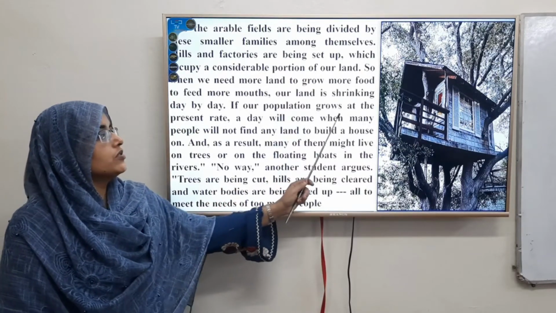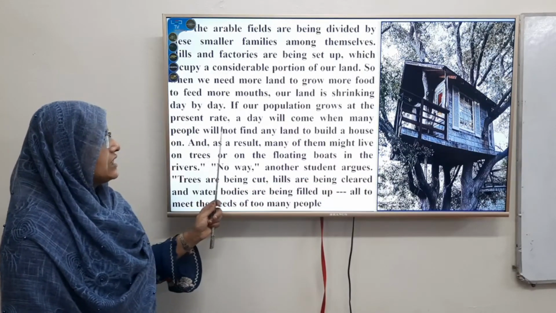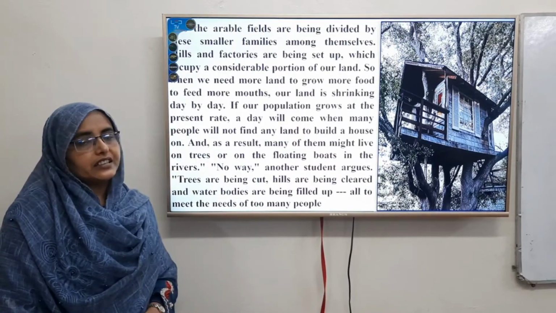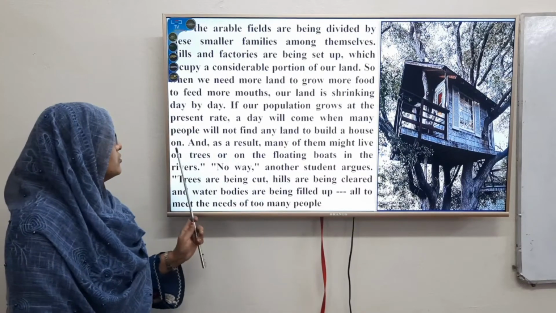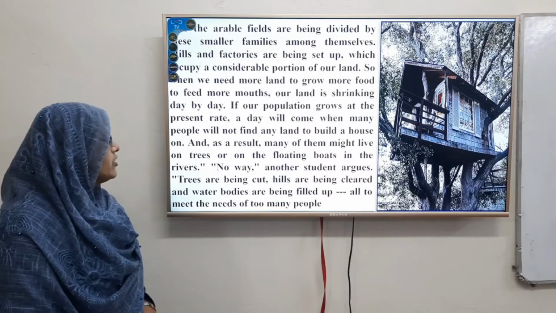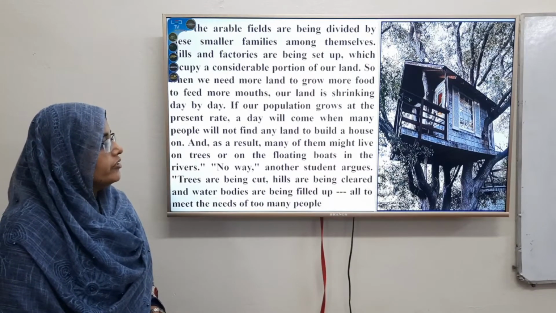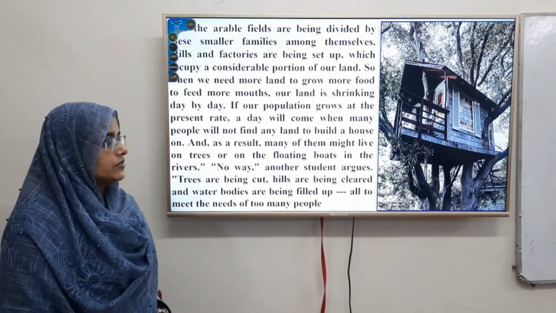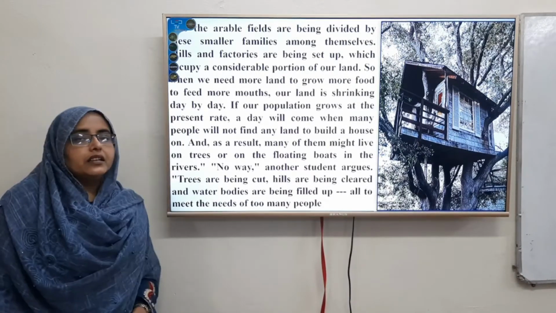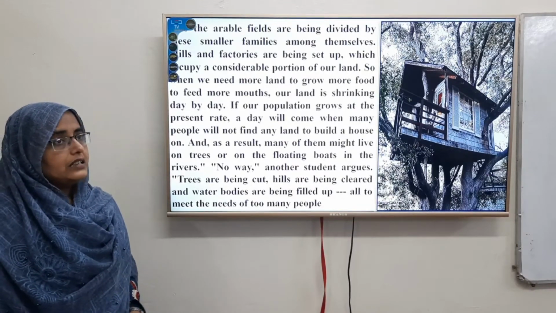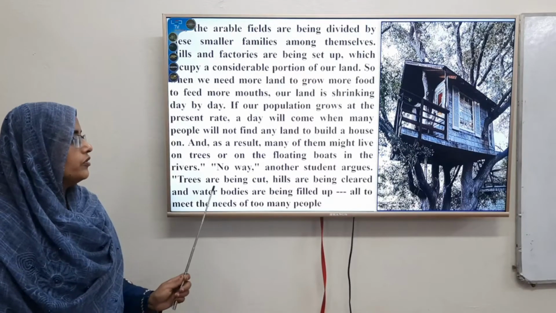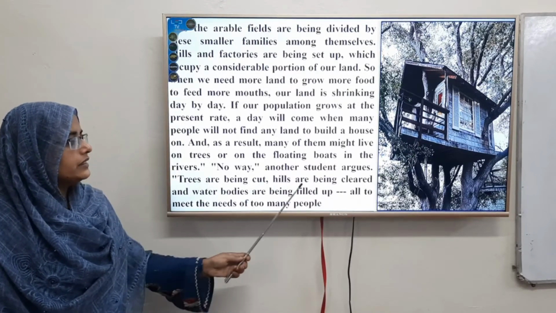If our population grows at the present rate, a day will come when many people will not find any land to build a house on, and as a result many of them might live on trees or on floating boats in rivers. So what will happen if people do not get land? They will build their houses on trees or floating on boats. No way, another student argues.